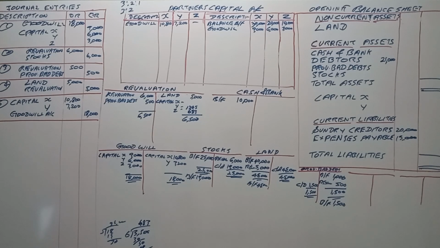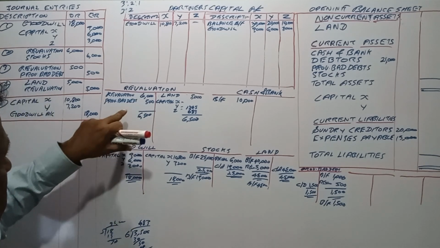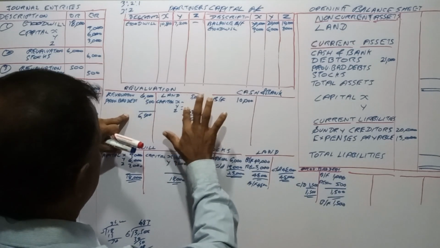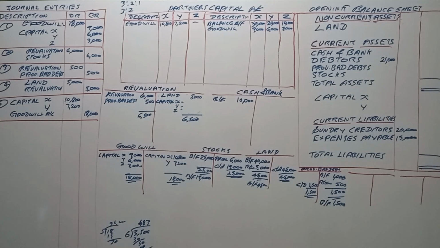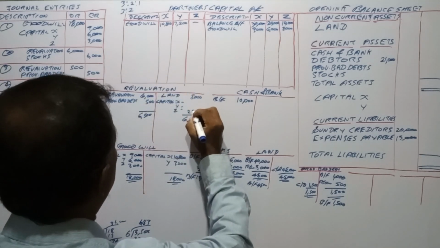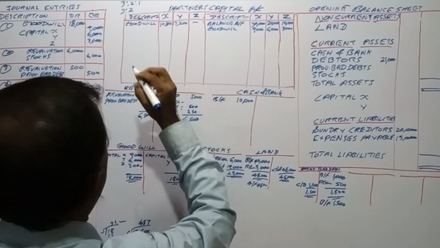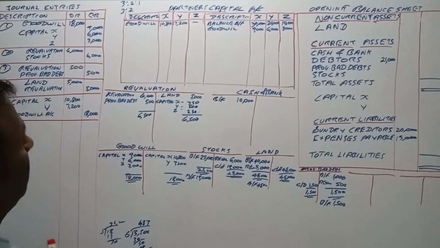That means 3,000, 1,500 divided by 6 is 250. So he will get 250, another gets 500, and the other gets 750.